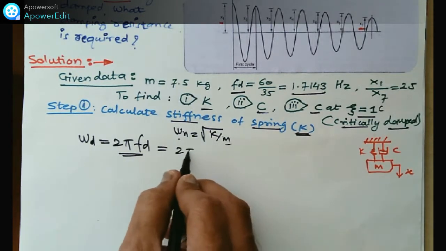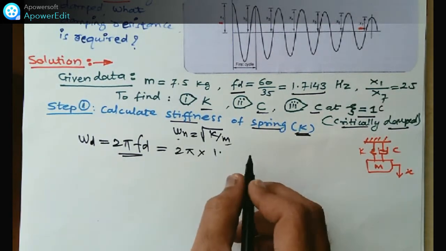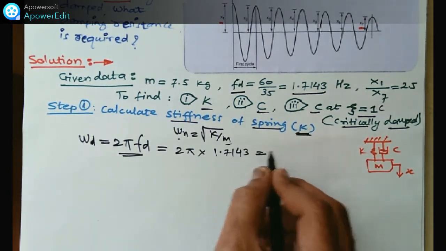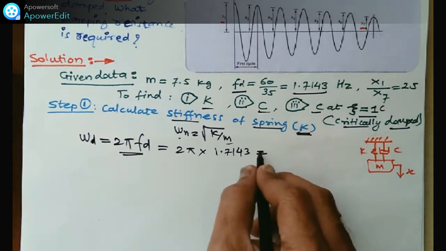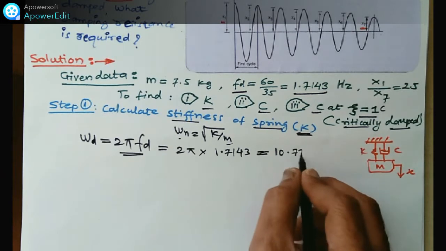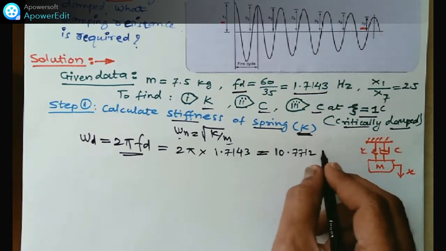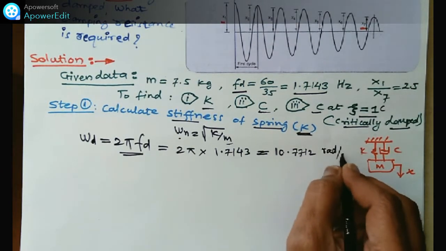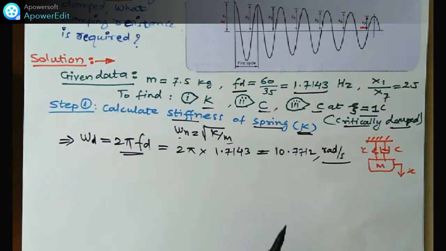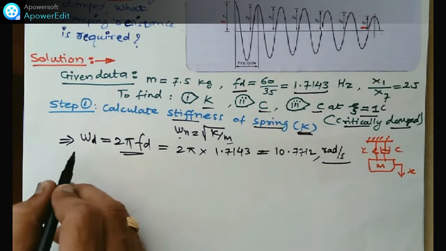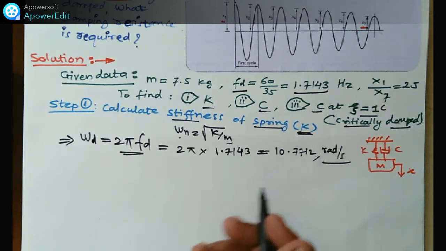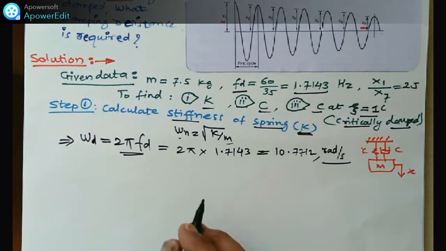I will write here 2 pi into 1.7143. Putting this in the calculator, we get the value 10.7712. The unit is radian per second. This is important: this is the value of omega d, the damped frequency. Once we find the damped frequency, what can we find? We can find omega n.